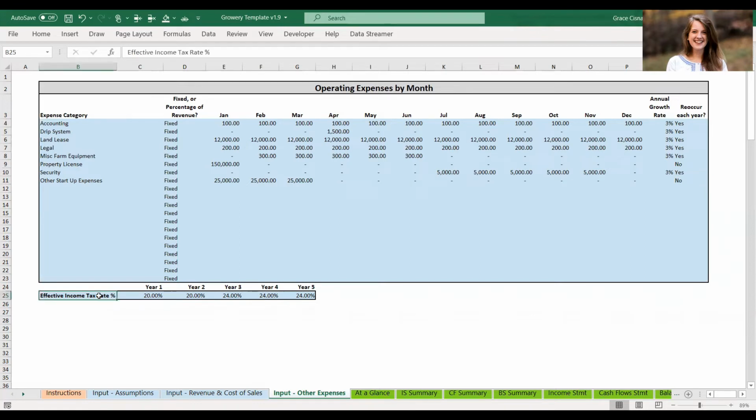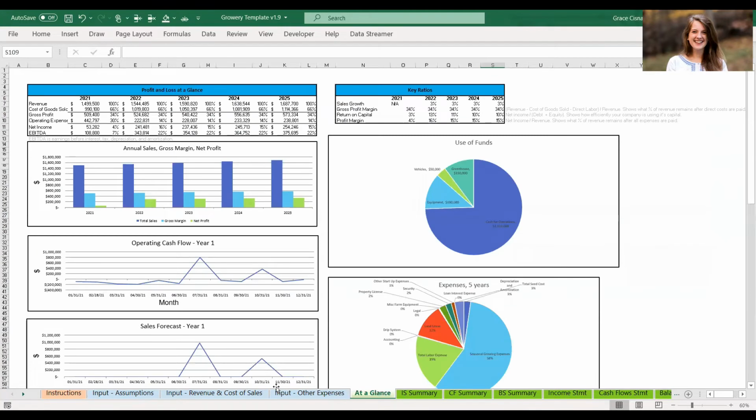You also have an area here where you enter your effective income tax rate for each year. And I always recommend speaking with a local tax professional in your area to figure out the implications of local tax law for your business. Okay, so we've entered all we need to enter for the input tabs. So now we get to look at our output tabs and see the financial model that we've built.